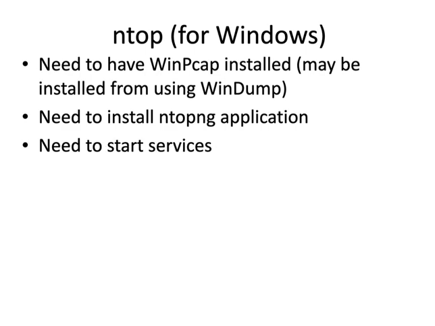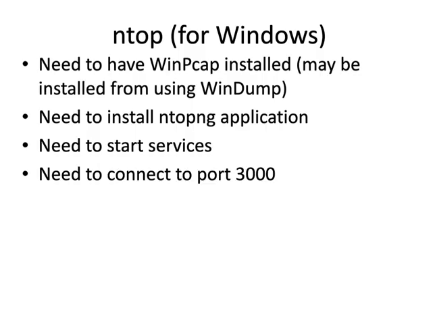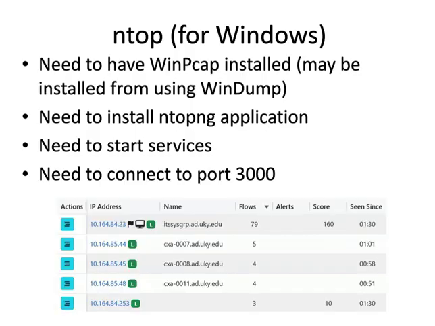You will need to start a service that processes the information and provides a web server running on port 3000. So you would need to connect to port 3000 and you will get output that looks like this. So it'll tell you the name of the machine, its IP address, how many flows, which at this point you can think of as conversations it has had, and how long it has been running or consuming network resources. So that's ntop.